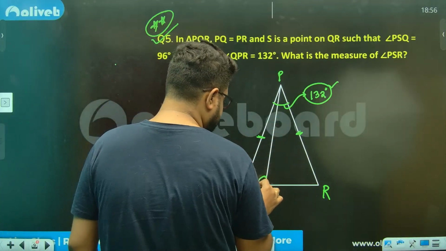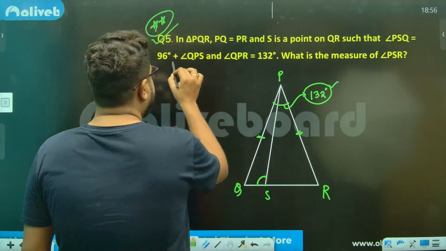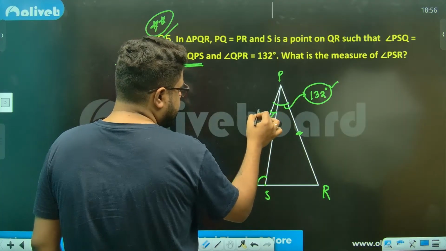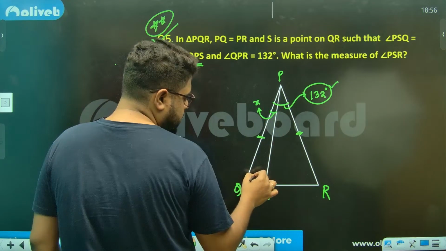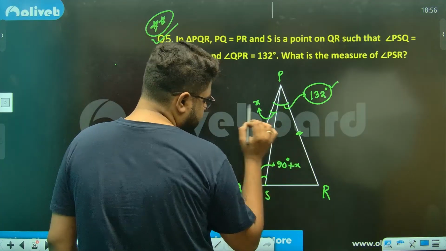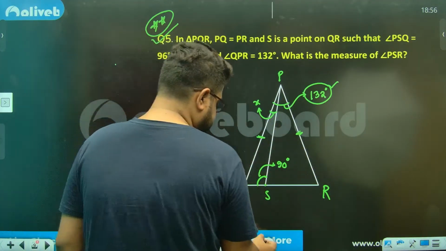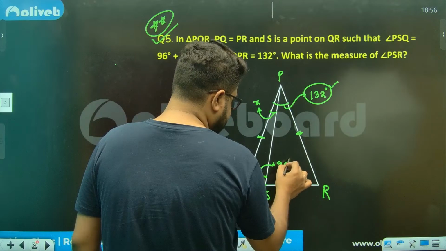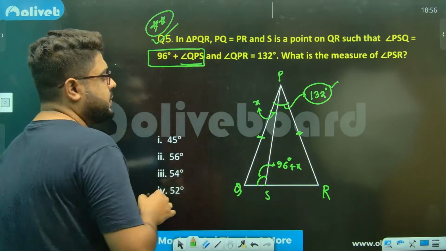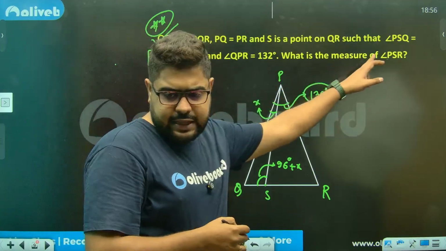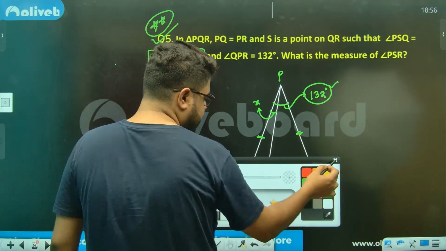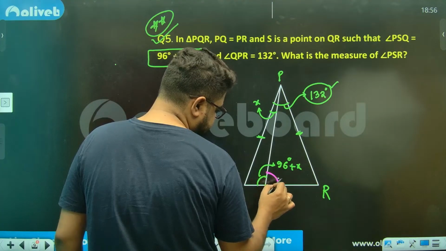PSQ, this angle. This is 96 plus QPS. Let's take this as x degree. So this angle is 96 degree plus x, because this is given in the question. They are asking the value of PSR. PSR meaning they are asking you to find this angle, sir.